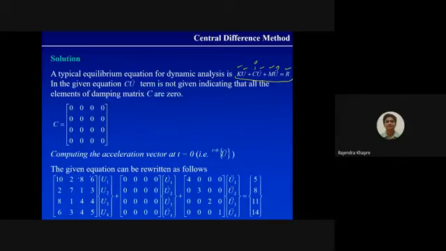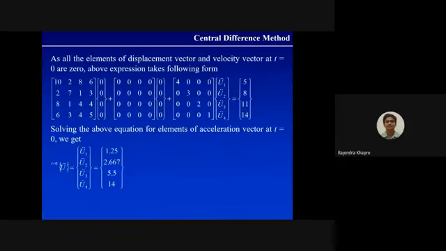So you can see the k value I have written over here, c value I have written over here, and the mass value I have written over here, and here you have the displacements, here you have the velocities, and here you have the acceleration. Okay, so all the values are known to us. Okay, so now we can substitute the values.